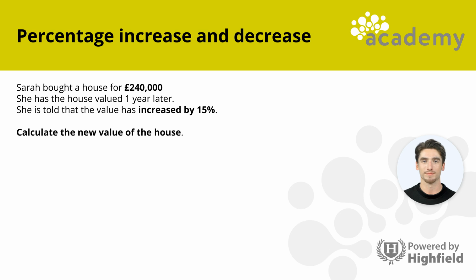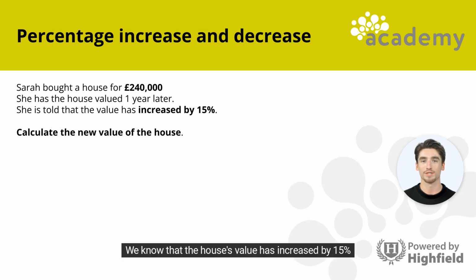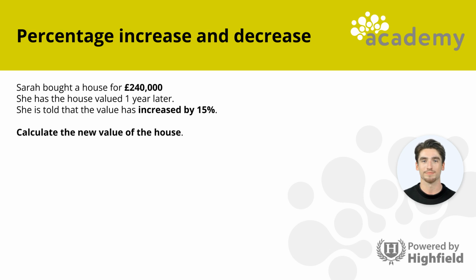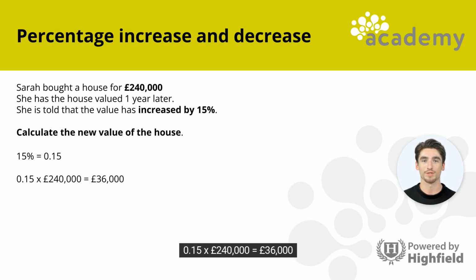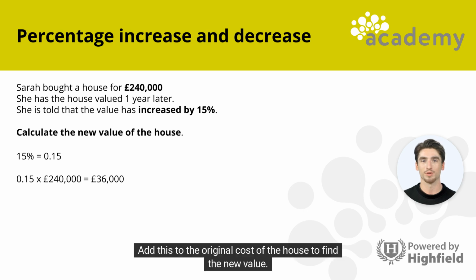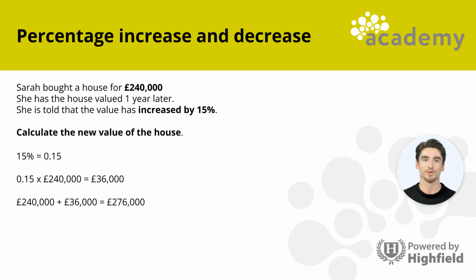We know that the house's value has increased by 15%. As a decimal, 15% is 0.15. 0.15 multiplied by £240,000 equals £36,000. Add this to the original cost of the house to find the new value. £240,000 plus £36,000 equals £276,000.